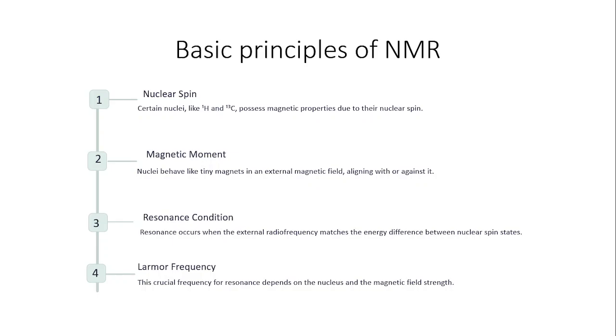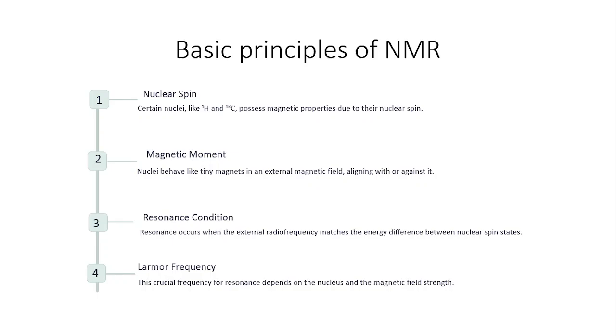Let's discuss the basic fundamental principles that make NMR possible. First, many atomic nuclei, like those of hydrogen and carbon, possess a property known as nuclear spin. This means they behave like tiny magnets when placed in a strong external magnetic field. The magnetic moment, or magnetic strength, of those nuclei aligns with the field, creating a low energy state when aligned with the field and a high energy state when opposed. When we apply a radio frequency, that is RF, pulse at a specific frequency called the Larmor frequency, it causes the nuclei to flip from the lower energy state to the higher energy state.